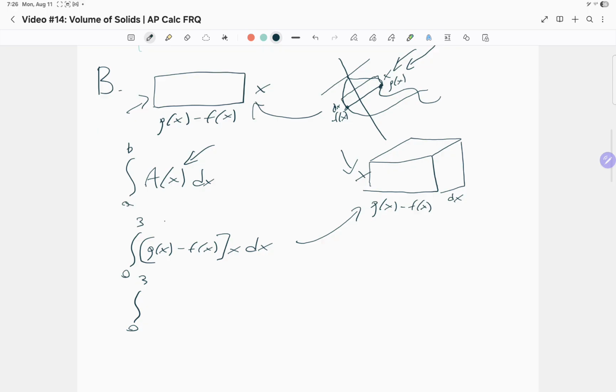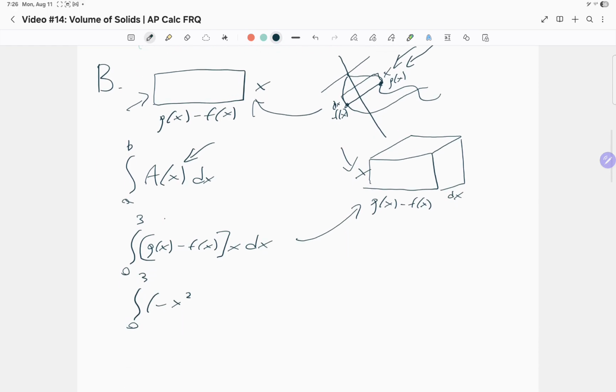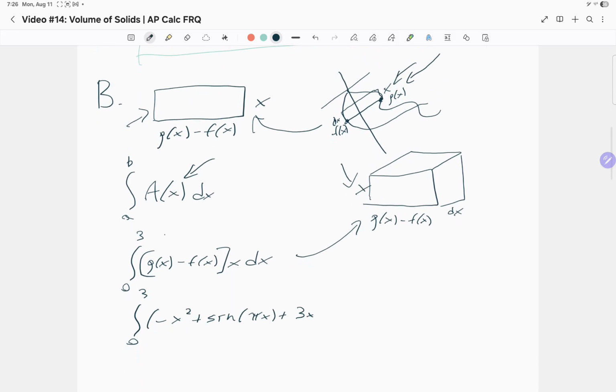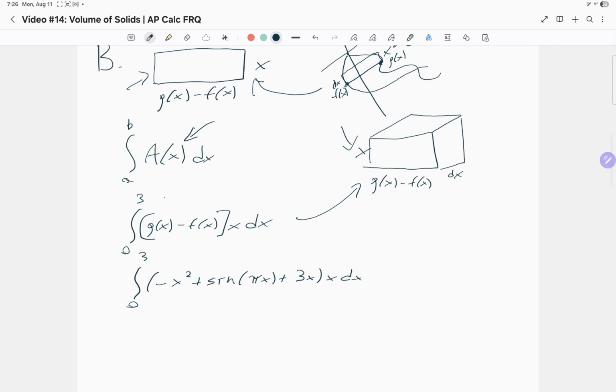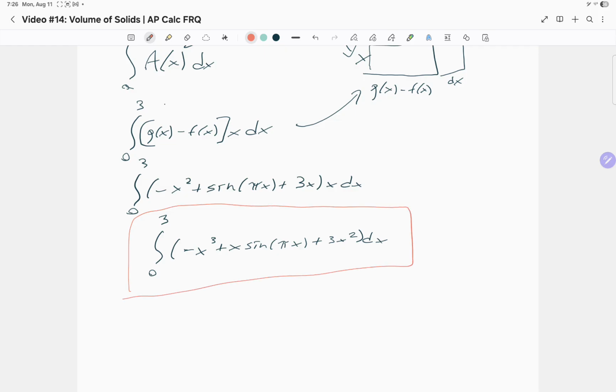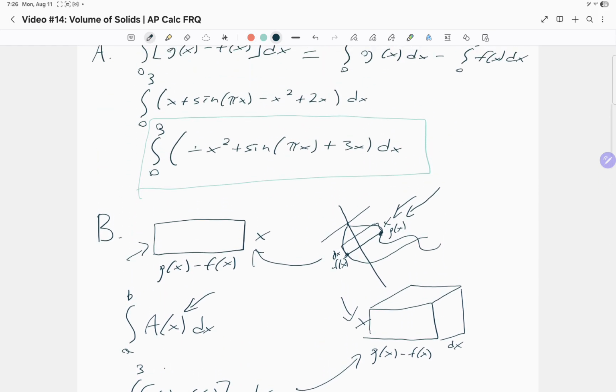g(x) minus f(x) was minus x squared plus sine pi x plus 3x, times x, dx. I'm just getting this into a form where you can easily plug it into your calculator to solve. So it's the integral of minus x cubed plus x sine pi x plus 3x squared dx. This is your answer for part B. That should be correct. Plug that in your calculator and get an answer. Make sure you're in radians, right?